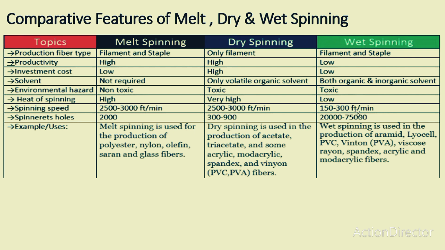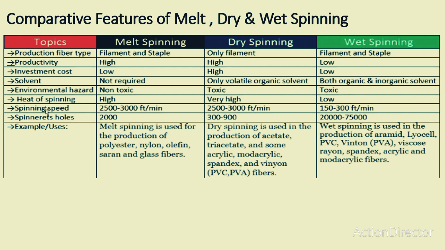Here you can see there is a correlation. Spinning speed is high in case of melt spinning and dry spinning, while in case of wet spinning it is low. The same case with productivity: productivity is high in melt spinning, speed is high. Dry spinning, speed is high, productivity is high, and in wet spinning, productivity is low and speed is also low.